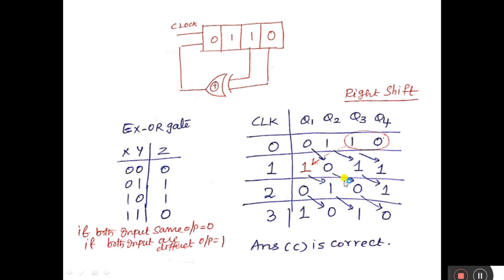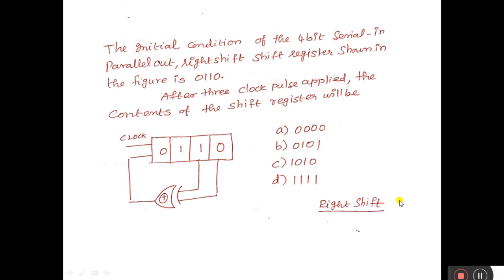After applying the third clock pulse, the inputs 0, 1 are different. If inputs are different, the answer becomes 1. The XOR output is 1, and this 1 is applied here. After shifting, 0 becomes here, 1 here, 0 here. Now after applying the third clock pulse, I am getting the answer 1, 0, 1, 0. That is the question they are asking.